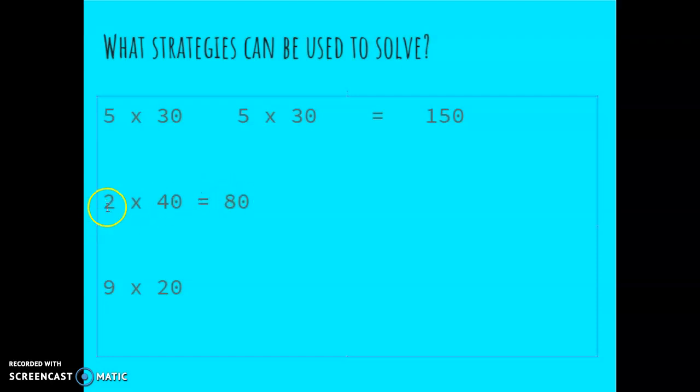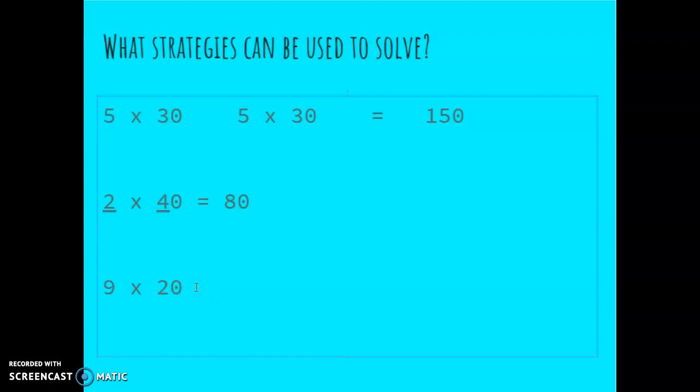So I know the basic fact here. I'm going to underline that for you. I know that basic fact, and I also know that this basic fact is going to equal 8. So once I know that, then all I have to do is put a 0 at the end of my answer. Now, I want you on your own to think about what is 9 times 20.